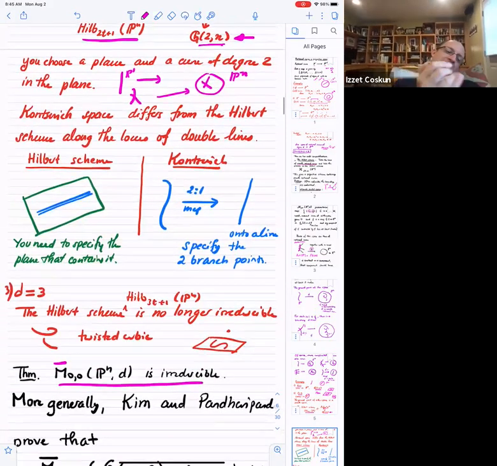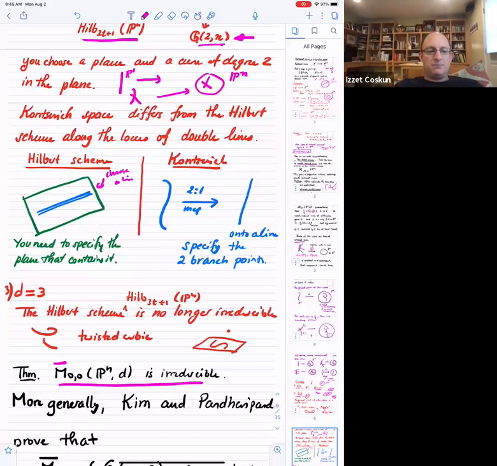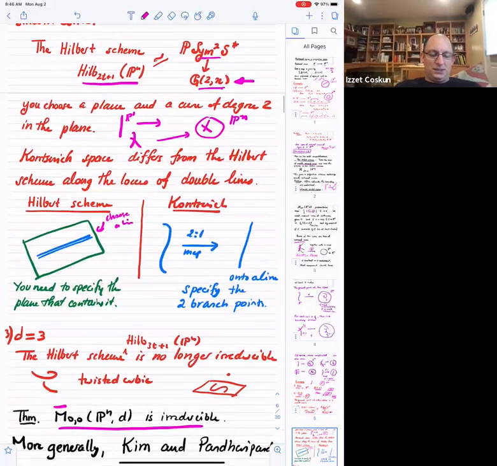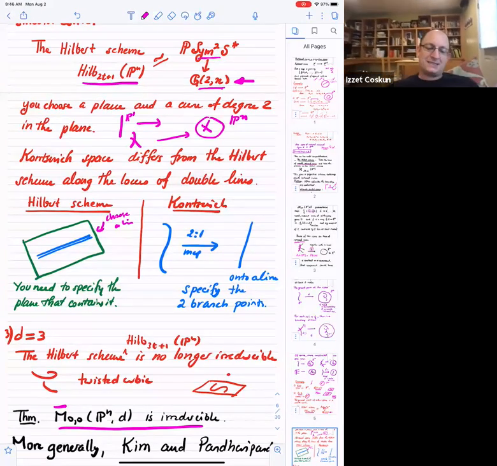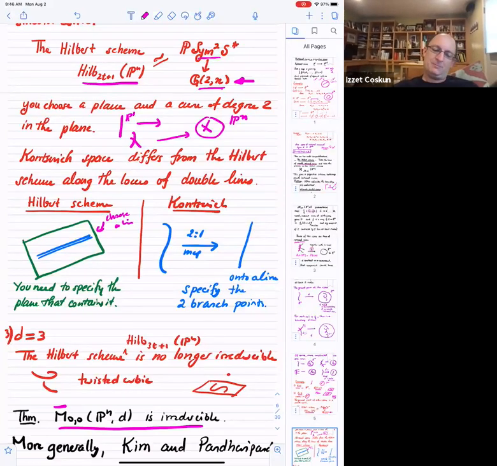So now what happens in the Hilbert scheme? If you want to specify a double line in the Hilbert scheme, you need to specify the line. So you choose a line. And remember, this has to be planar. So in other words, you need to choose a plane that contains that line. Once you choose a plane that contains the line, you write the equation of the plane and the equation of the line. Then within the plane, it is the square of the equation of the line. So that specifies the double line in the Hilbert scheme.